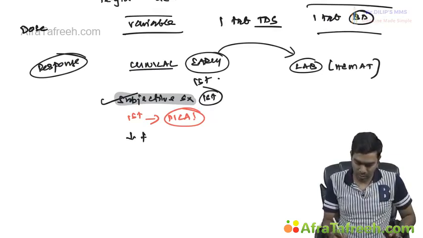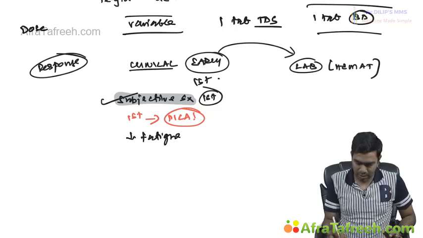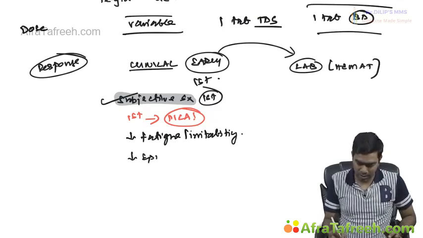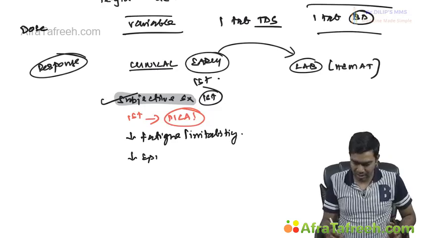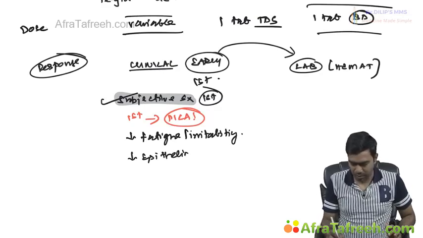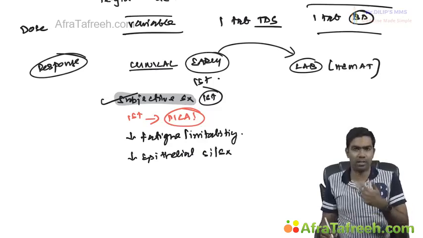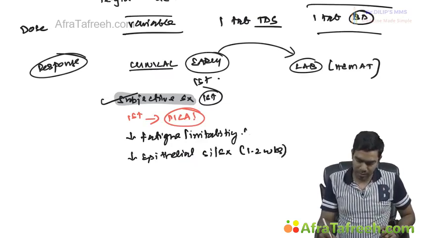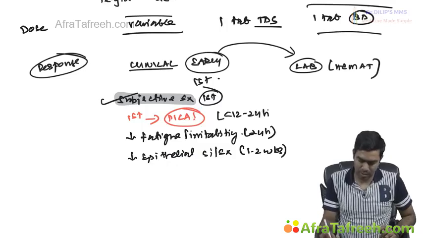Then next to respond is fatigue and irritability. It responds within 24 hours. Your epithelial signs and symptoms are a little bit delayed. Epithelial signs and symptoms like your koilonychia, angular cheilitis, glossitis, all these things will take approximately 1 to 2 weeks. But fatigue and irritability within 24 hours, pica within 12 to 24 hours, it will respond.